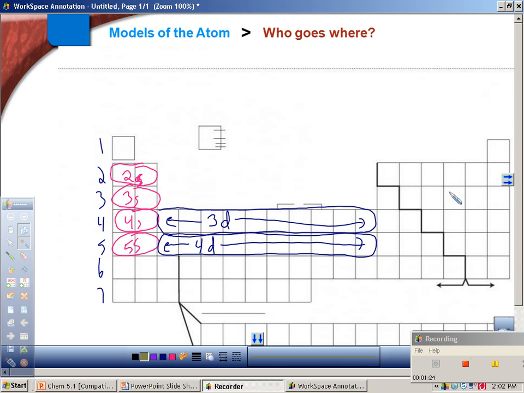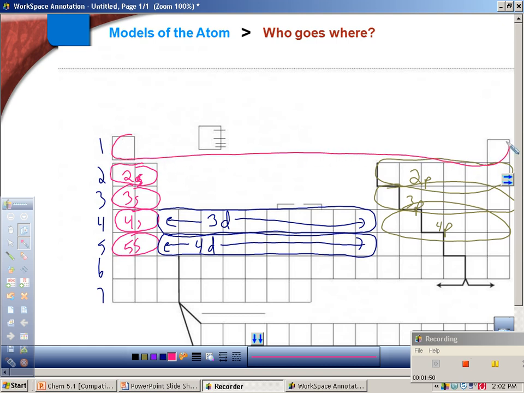Okay, and then going over to the p's, these are the p's, and that's just something to memorize. So this would be 2p. So second period, that's just a p orbital. This would be 3p, 4p, on down the line. This is an s here, goes all the way over here, so that's 1s.